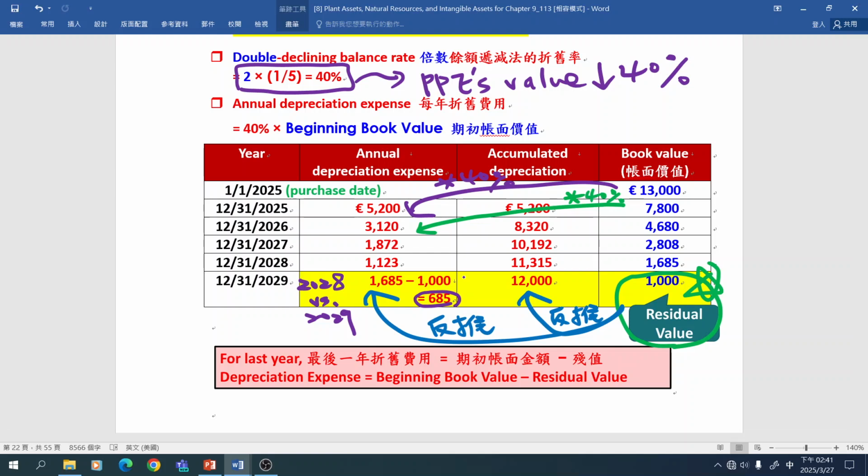Okay, any questions? If you don't have any questions, please finish page 28. Use the numbers you have right here. Finish page 28.